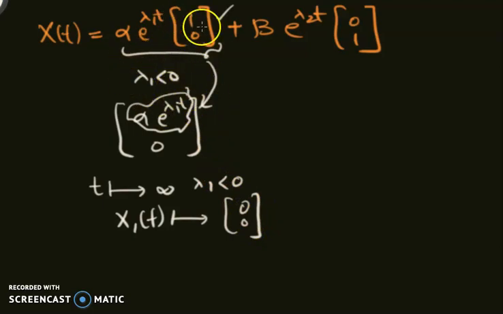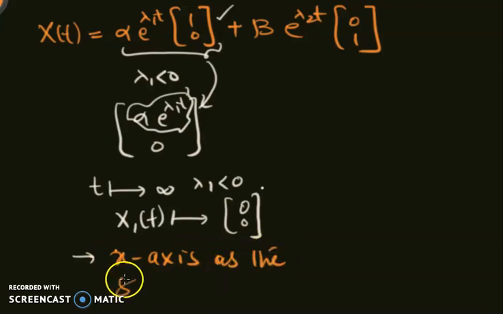So because this x1 of t goes to 0, 0 along this x-axis, in this case people call this x-axis the stable axis, or you can call it a stable line, or a stable manifold. Why is this x-axis a stable manifold? Because along this x-axis, solutions tend towards 0.